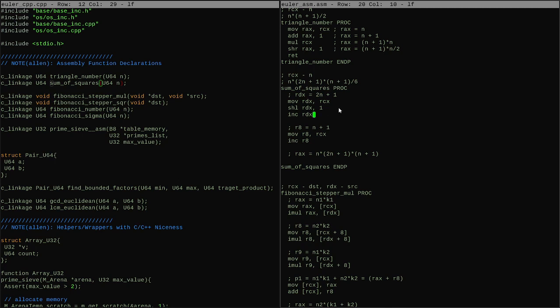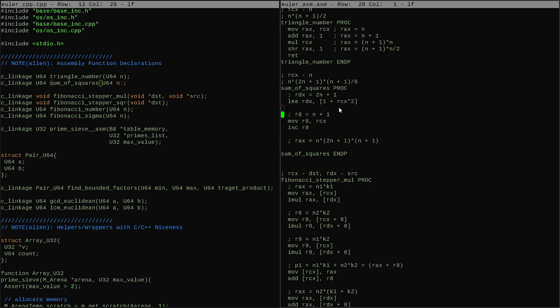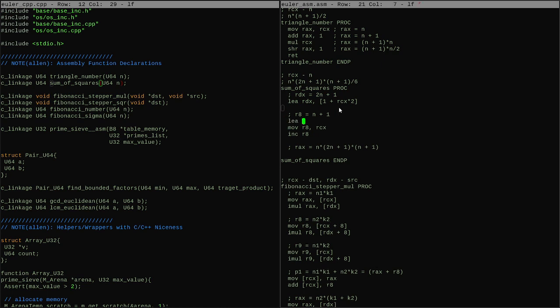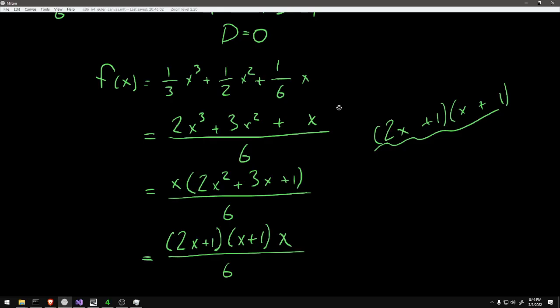What? I did this wrong here. This should just be load effective address 1 plus RCX times 2. That can be done in one step. I could do that down here as well. Maybe I don't want to, but I think I do. 1 plus RCX. So there we go. We just get those like that.